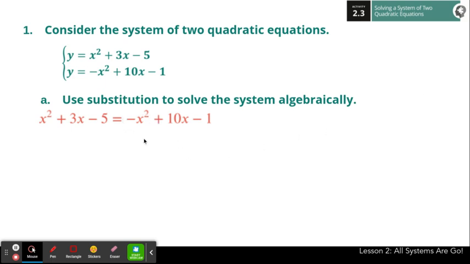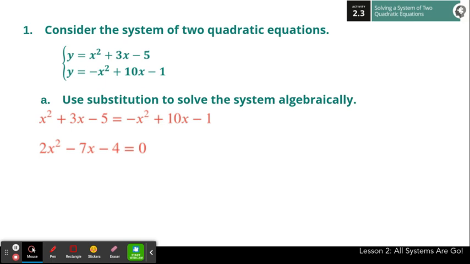So let's take everything from the right side of the equation and move it over to the left so that our quadratic equals 0. And then we can use all of the algebraic techniques that we're familiar with. So I would add x squared to both sides, subtract 10x, and add 1. And then I would have the quadratic 2x squared minus 7x minus 4 equals 0.